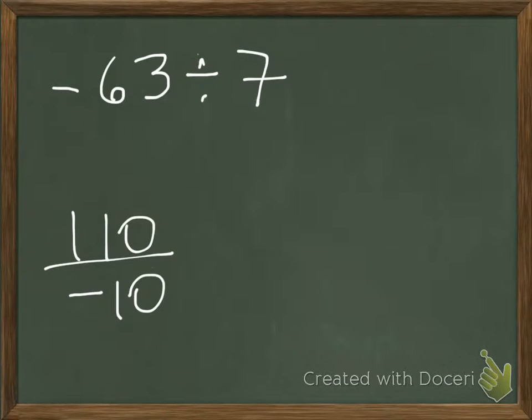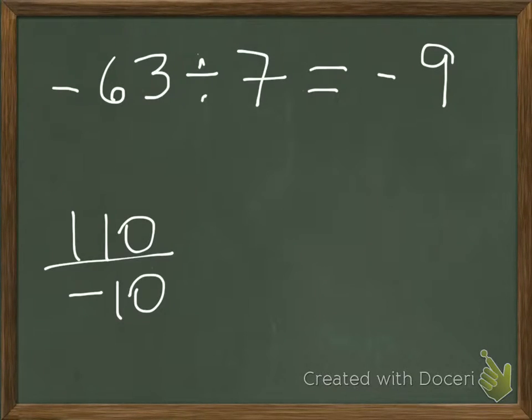So we have an example here of negative 63 divided by 7. Since we have one negative and one positive, we're going to have a negative answer. And so we do 63 divided by 7, which gives us 9. So my answer is negative 9.